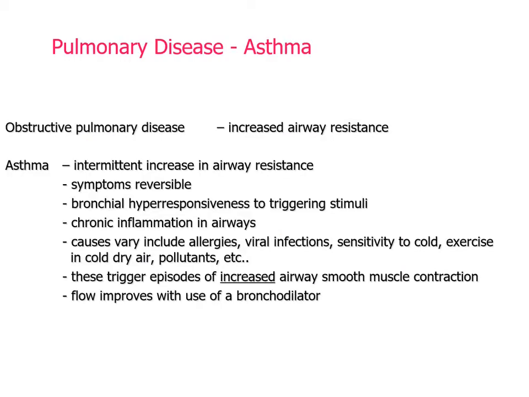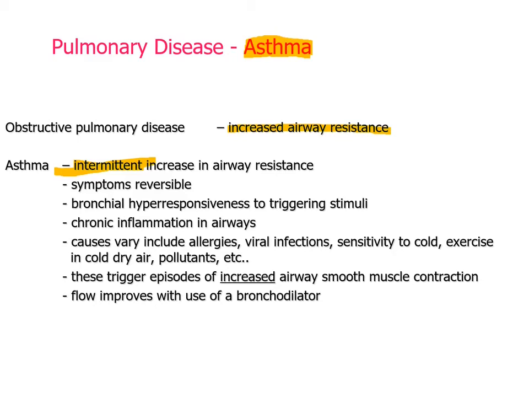Okay, let's talk about disease processes, disease states. The number one respiratory disease in the world is asthma. That's the most common respiratory disorder, asthma. It is considered a chronic obstructive pulmonary disease. It involves increased airway resistance, more resistance to flow. It's more difficult for people with asthma to pull air in, particularly if they're having an attack. So characteristics include an intermittent, not permanent, increase in airway resistance.